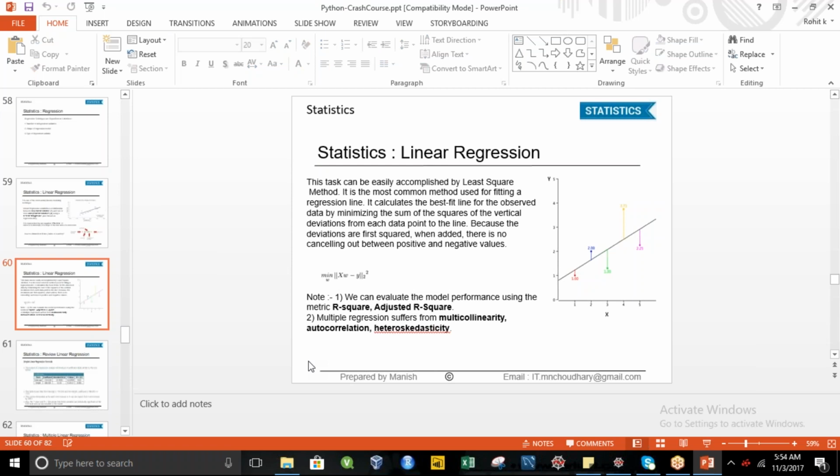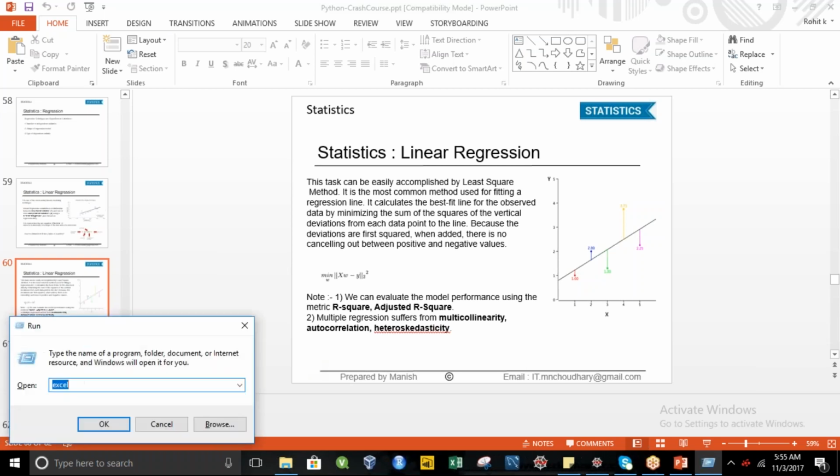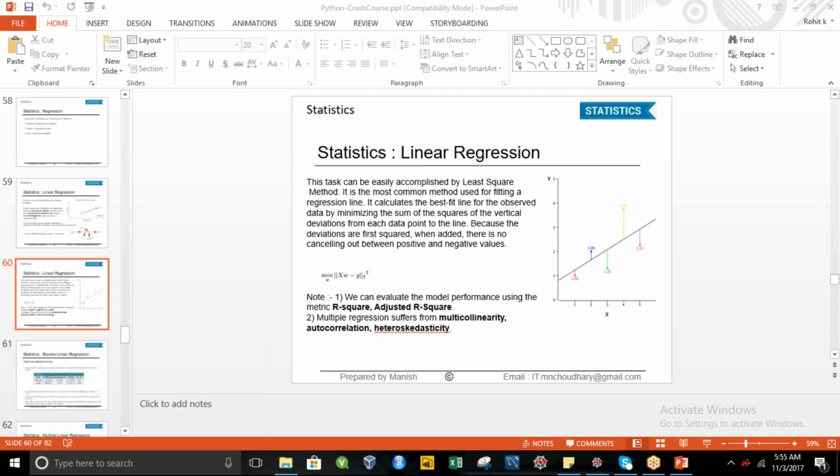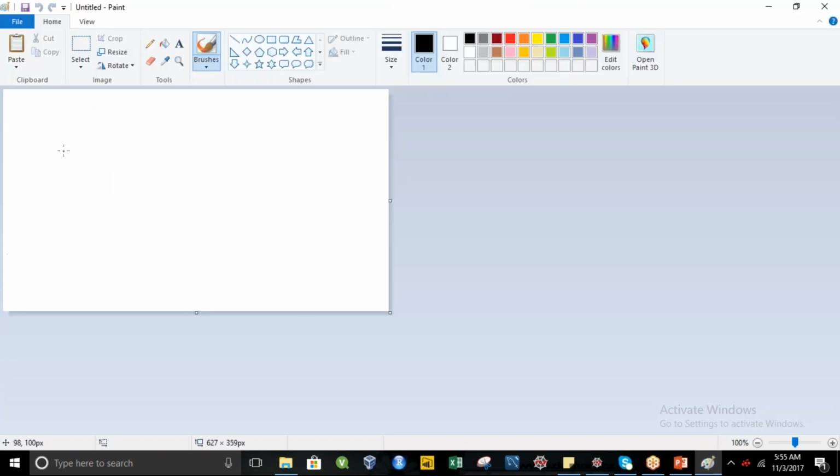And second, when we are considering the linear regression model, I already told you there are two types of variables available in a regression model. One is dependent, and another one is independent. Dependent means y points, and independent means x points.